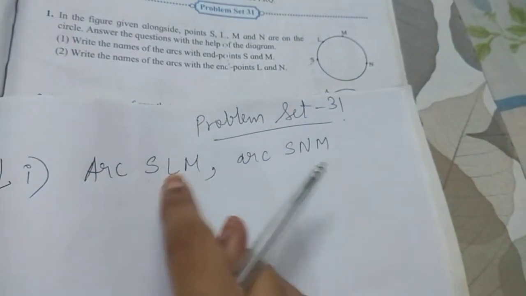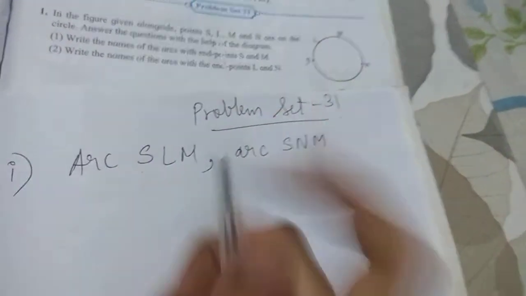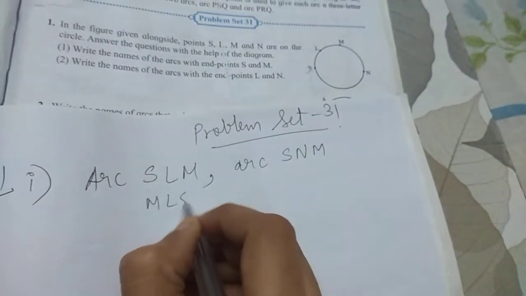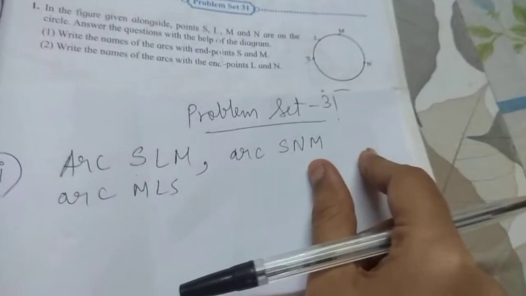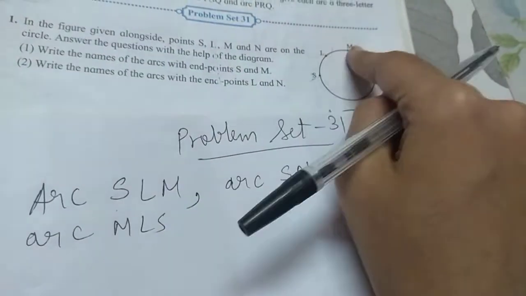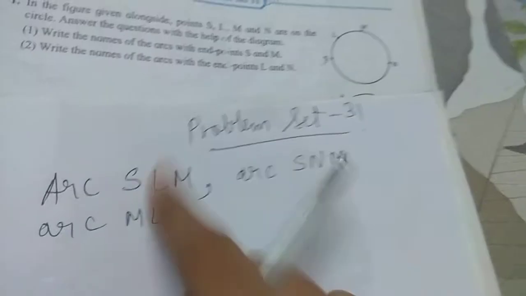If you write MLS and MNS, both are the same. So if I write MLS, these two are going to be the same. So don't repeat it again. See, SLM and MLS, it's one and the same. So either one you have to write, okay?